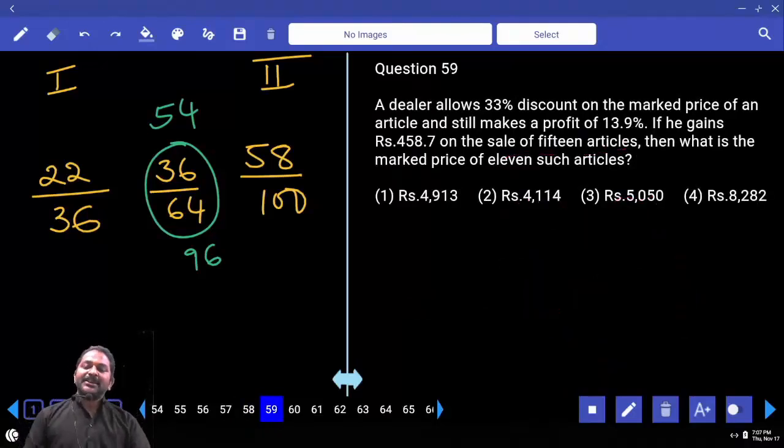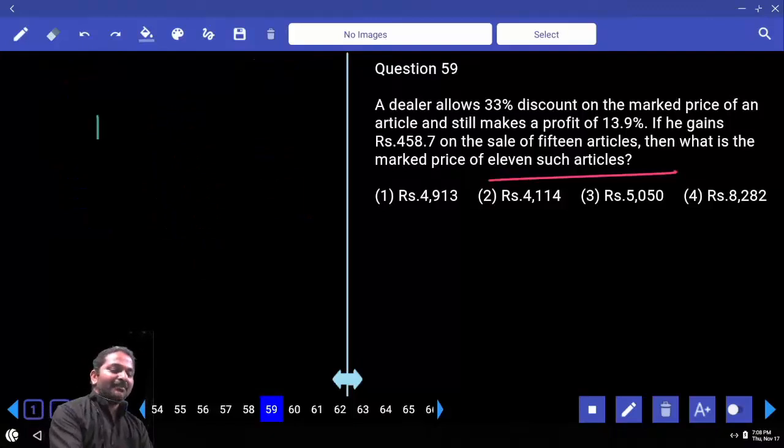Next. A dealer allows a 33% discount on the market price of an article and still makes a profit of 13.9%. If he gains 458.7 on the sale of 15 articles, then what is the market price of 11 such articles?